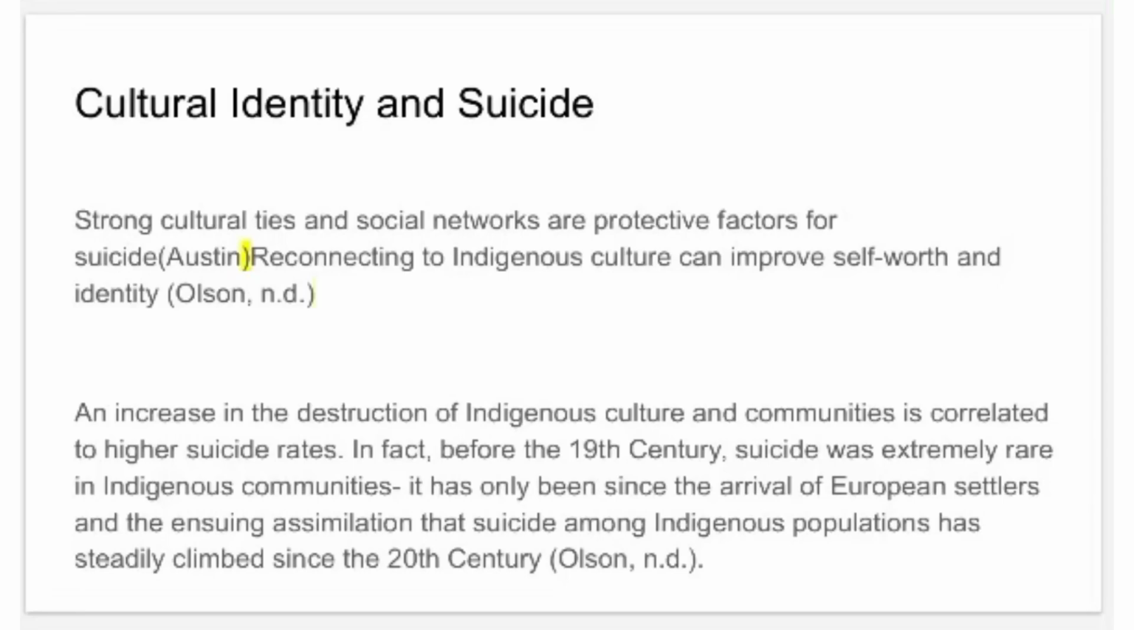Strong cultural ties and social networks are protective factors for suicide. Reconnecting to indigenous culture can improve self-worth and identity. An increase in the destruction of indigenous culture and communities is correlated to higher suicide rates. In fact, before the 19th century, suicide was extremely rare in indigenous communities. It has only been since the arrival of European settlers and the ensuing assimilation that suicide among indigenous populations has steadily climbed since the 20th century.